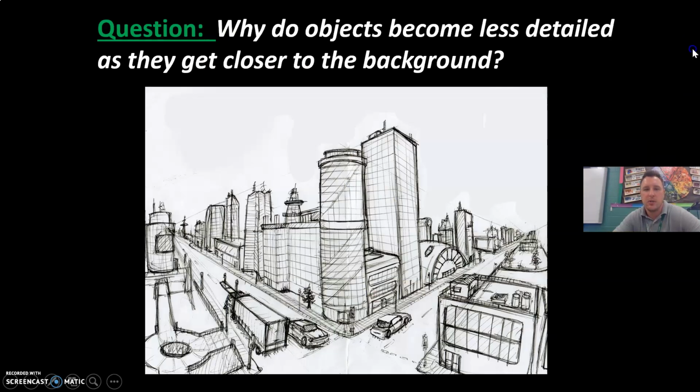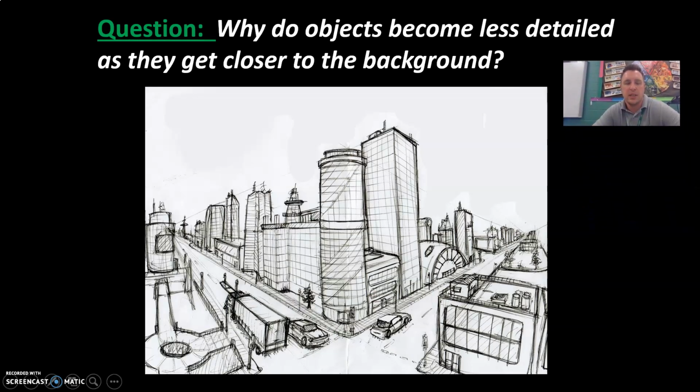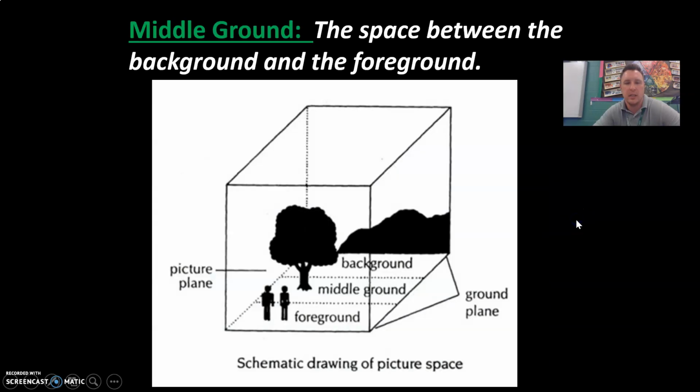That's pretty self-explanatory, and the question is basically the last question, just in reverse: why do objects become less detailed as they get closer to the background? And as I've said multiple times already, the things that are further away are hardest for us to see, and that's why they become less detailed as they go back, because you can't see things that clearly when they're that far away unless you have the vision of a hawk.